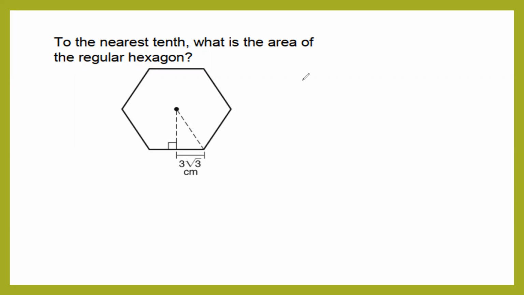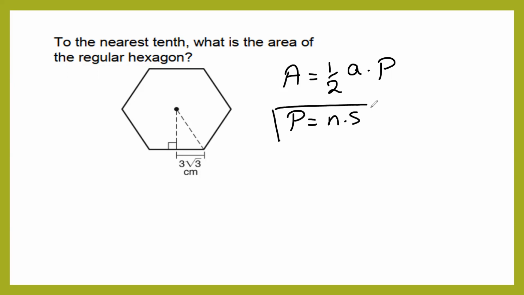To the nearest 10, what is the area of the regular hexagon? Back again, what is the area of any regular shape? It is half a times p. Here I have the definition of the perimeter, which is n times the side. So how many sides in a hexagon? A hexagon has 6 sides.